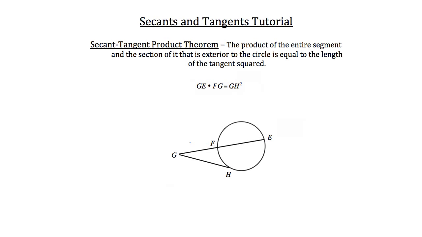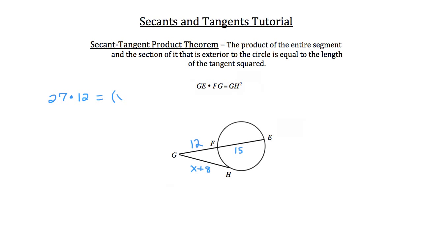For this practice problem, I'm going to tell you that segment GF has a length of 12 centimeters, and FE has a length of 15 centimeters. And GH, I'm going to give a length of x plus 8 centimeters. And I'd like you to solve for x. So what we can do is use the secant-tangent product theorem. We know that the entire length, GE, which is 12 plus 15, or 27 centimeters, times the segment that is exterior to the circle, which would be GF there, 12 centimeters, is equal to the tangent squared.